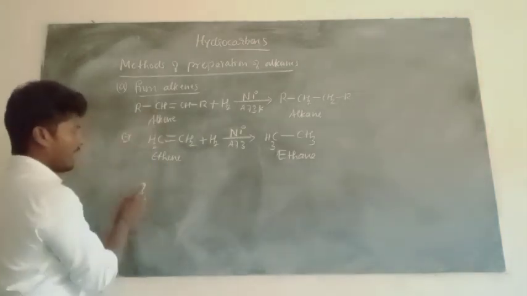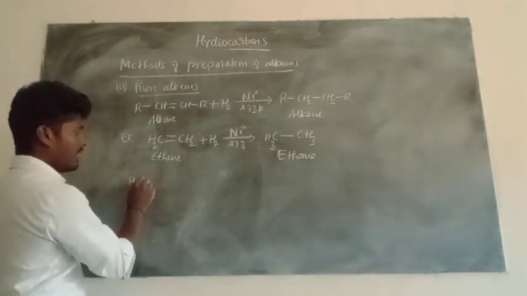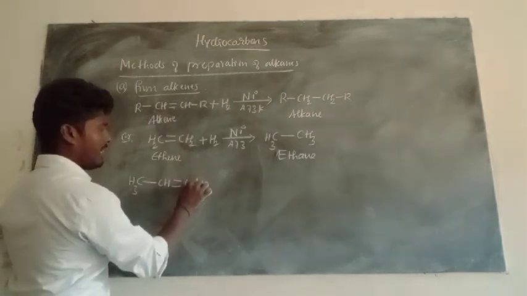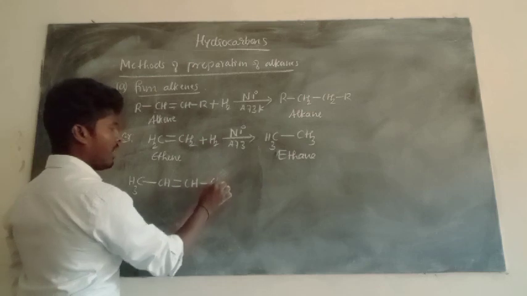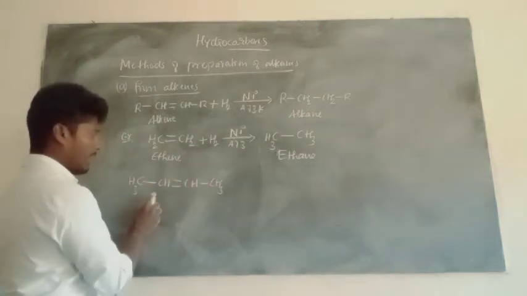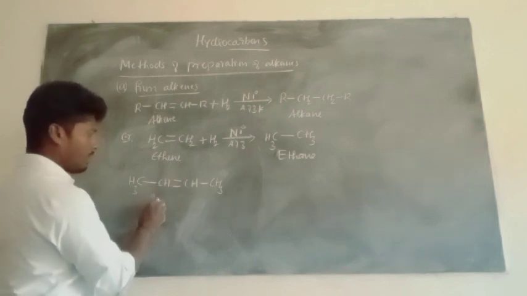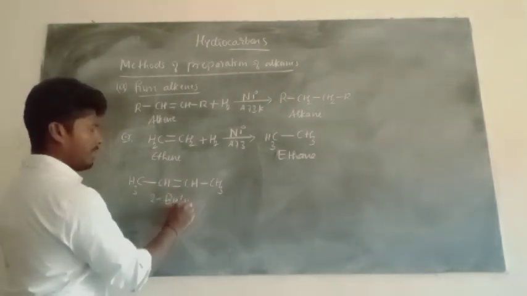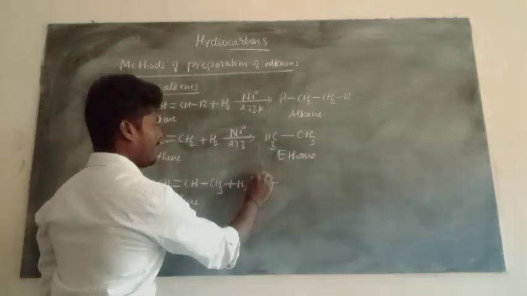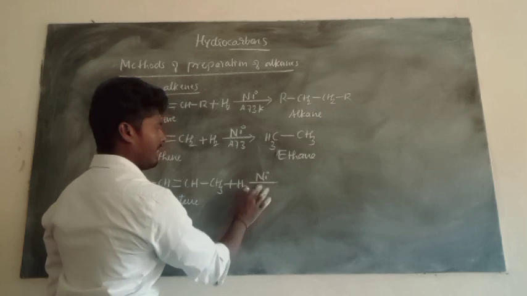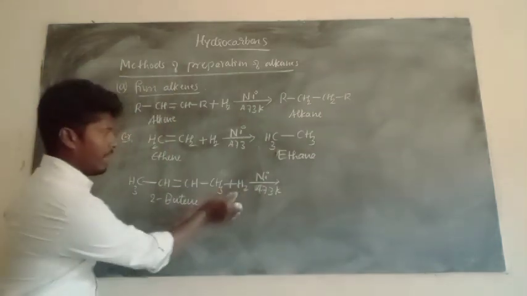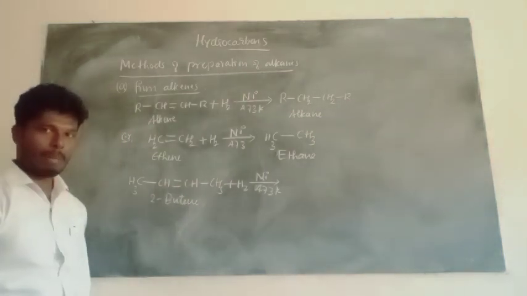Similarly, now take one more compound. In place of R, take CH3. So that is CH3, CH, double bond, CH, and in place of R we write CH3. So you get how many carbons? 1, 2, 3, 4 carbons. The second carbon has the double bond, so we call it 2-butene, which is treated with hydrogen in presence of nickel at 473 Kelvin. Under this temperature, again hydrogen is added between the carbon double bond.